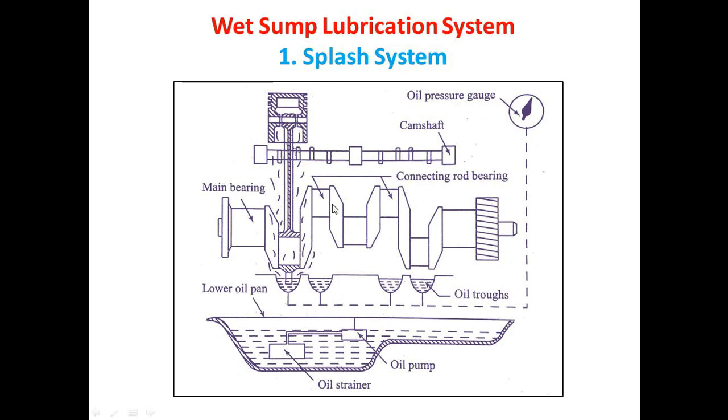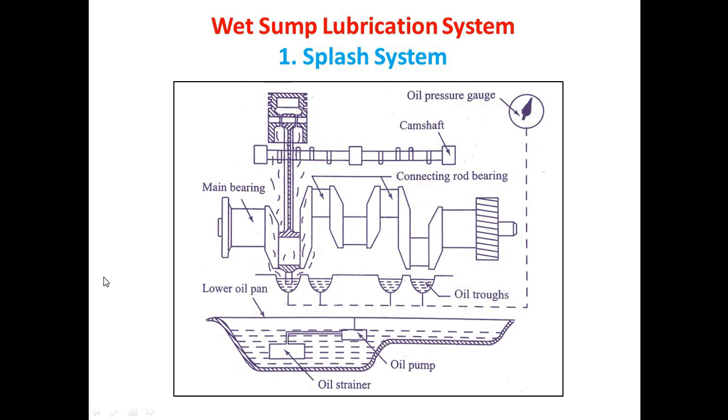In the engine, we are observing there is a crankshaft which has the main bearing. Then we have the camshaft. This one is nothing but the connecting rod. Oil troughs are nothing but oil cups which are filled with the lubricating oil. Now the pressure inside the oil troughs can be observed with the help of an oil pressure gauge.